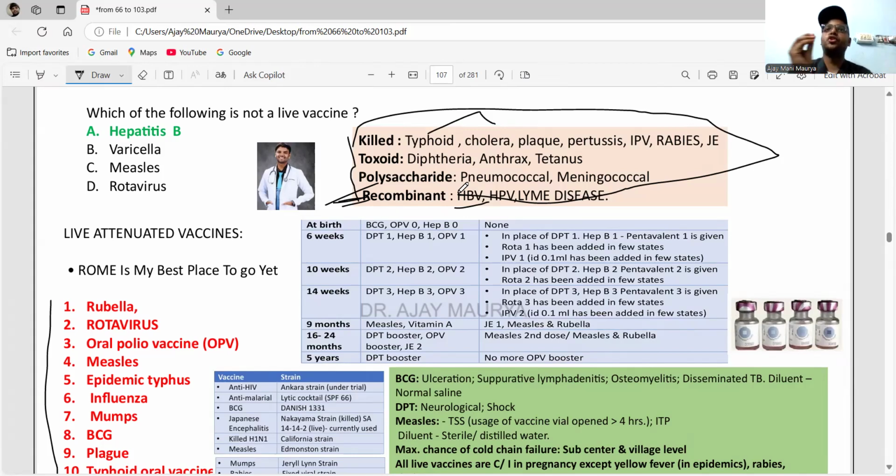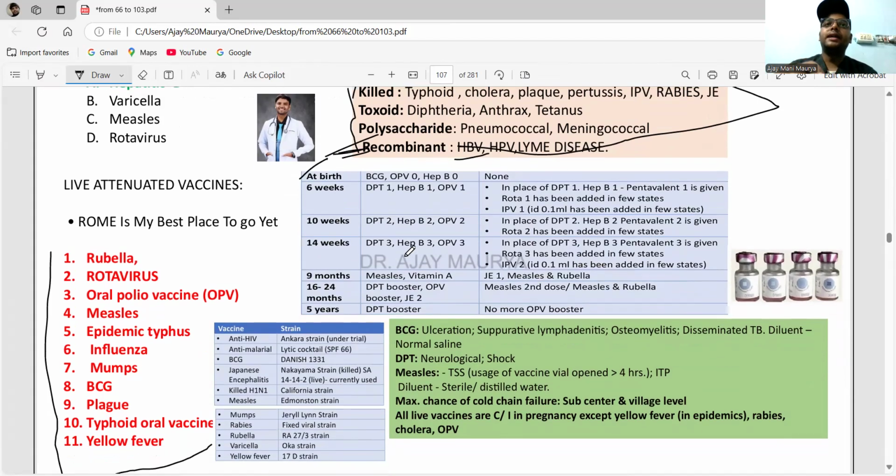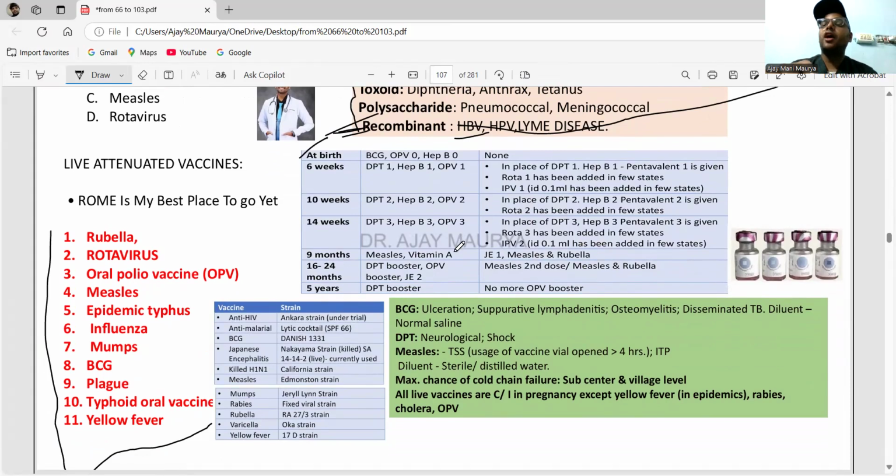Zero dose: mostly BCG, OPV, and hepatitis B we are going to give at birth, then at 6 weeks, 10 weeks, 14 weeks, 9 months. Just remember this table, guys. Mostly they are not going to ask the question from here, but the most important one is what vaccines are given at birth. And I told you about vitamin A, how much to give for a 1 year child and 2 year child. I already discussed that in the previous videos.